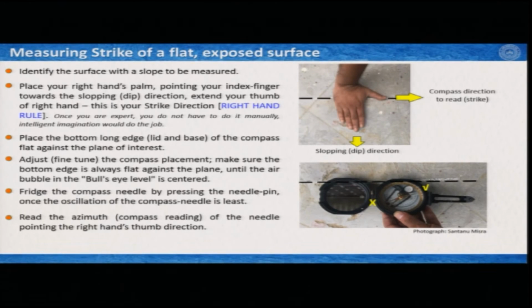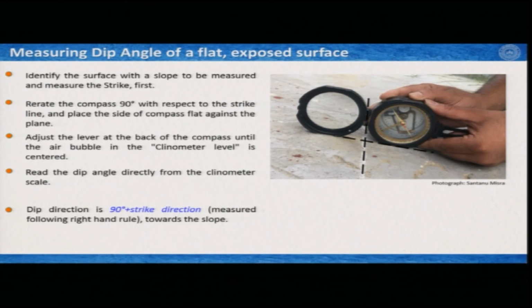But a few things you have to make sure: your compass is essentially horizontal when you are measuring strike. When you are measuring dip, it is also important that in this long level, your bubble is right at the middle, otherwise you will not get the actual or true dip. Okay?